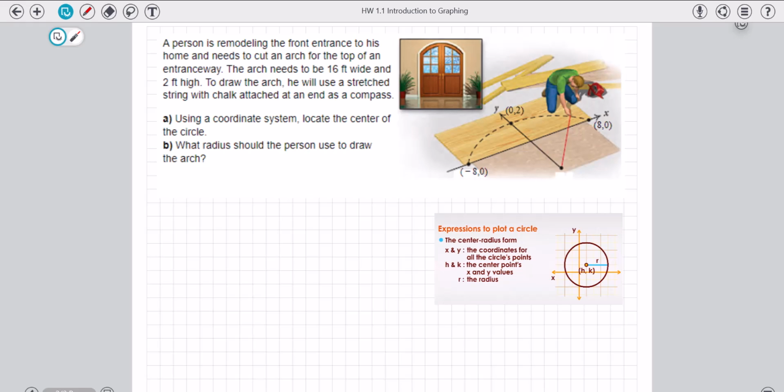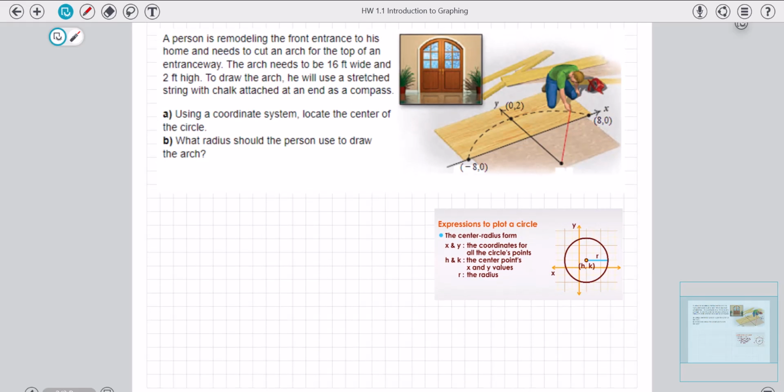So it says a person is remodeling the front entrance to his home. And so, hey, remodeling, we want to cut an arc for the top of the entranceway, and we want to make sure it's symmetric. So you definitely don't want me doing it, right? I could do the math, but not the wood part. So the arc needs to be 16 feet wide and 2 feet high.